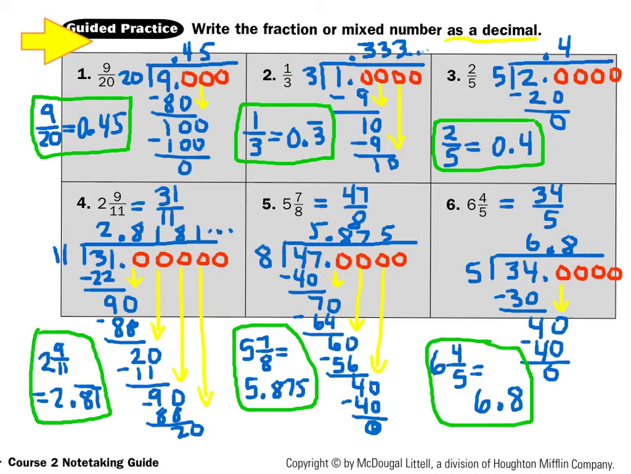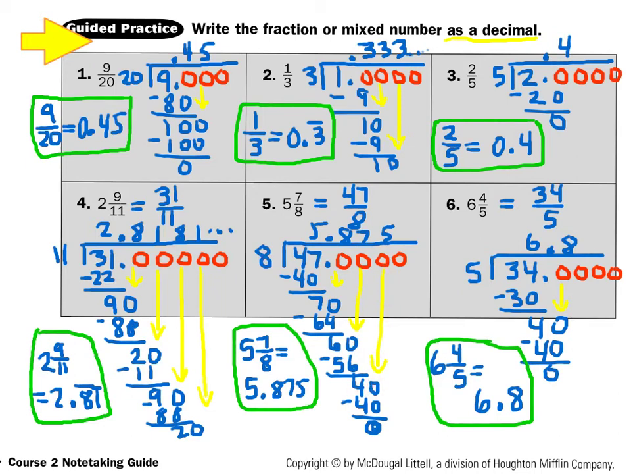8 goes into 47 5 times. 5 times 8 is 40, and you subtract and get 7. Bring down that 0. 8 goes into 70 8 times. 8 times 8 is 64. Now when we subtract, we get 6, and bring down that next 0. 8 goes into 60 7 times. 7 times 8 is 56. When we subtract, we get 4, and bring down that next 0.